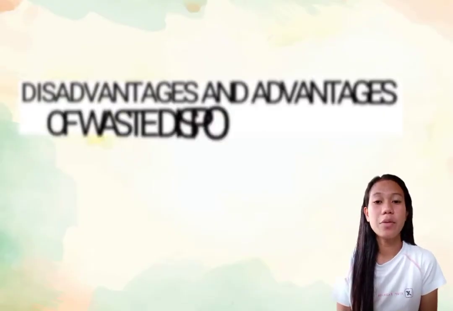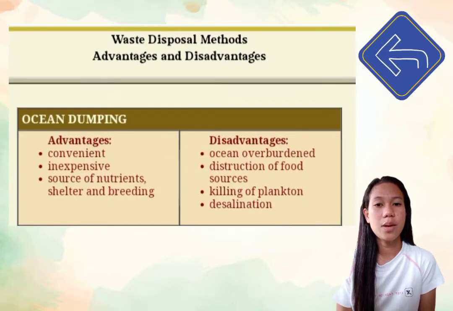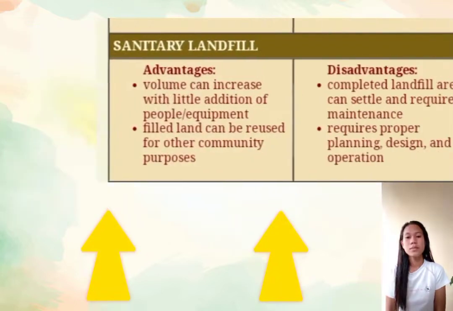Here are some of the advantages and disadvantages. First is ocean dumping. Advantages: convenient, inexpensive source of nutrients, shelter, and breeding. Disadvantages: ocean overburdened, destruction of food sources, killing of plankton, desalination.